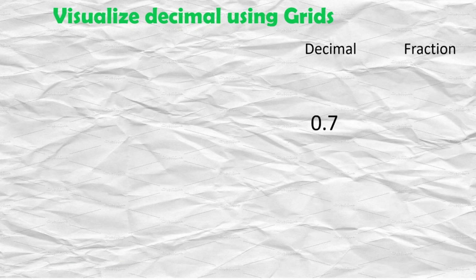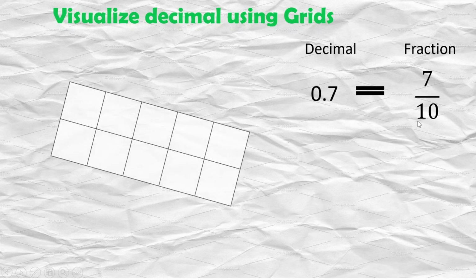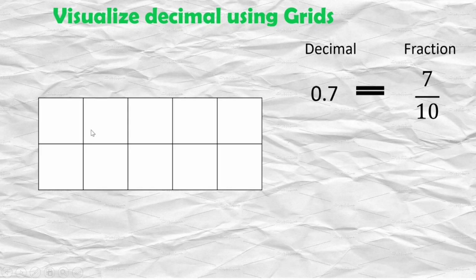Next, how about we have 0.7? Gagamit pa rin tayo ng grids. So let us first convert that into fraction. So we have 0.7. So that is in a tenths. So our denominator is 10. We have 7 over 10. Okay? So since our denominator is 10, so 10 lang ang gagawin mong grids. Okay. So meron tayong 10. 1, 2, 3, 4, 5, 6, 7, 8, 9, 10. Then we have a numerator of 7. We have 1, 2, 3, 4, 5, 6, 7.